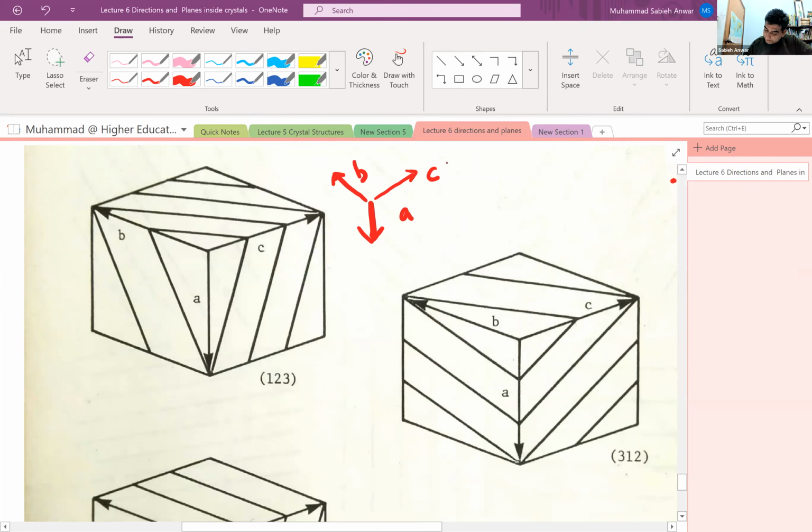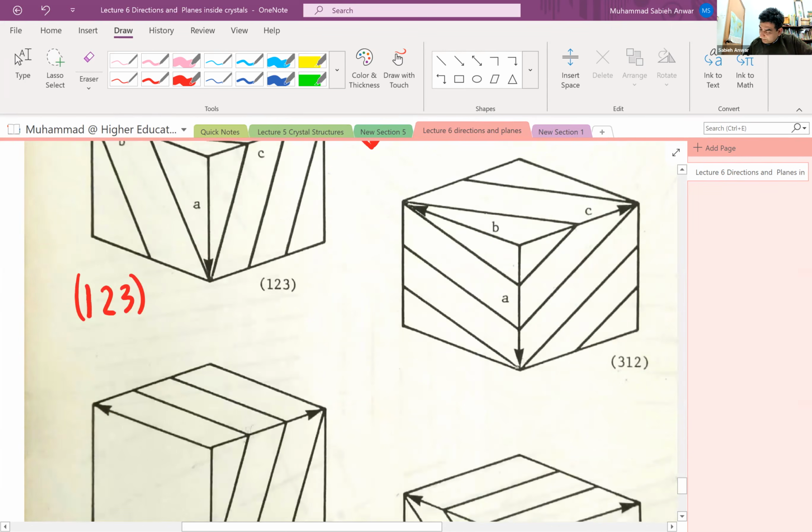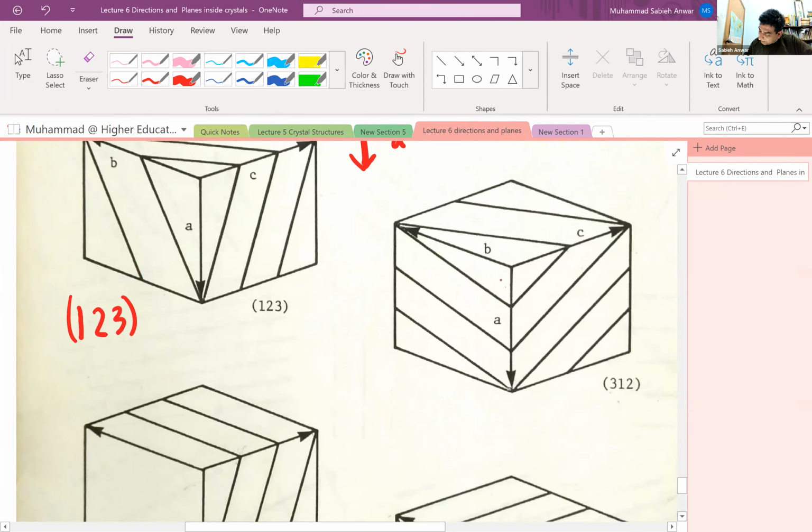Okay. So now if I move along A, I get one crossing, so I get a 1. I move along B, I get two crossings, I get a 2. And I move along C, I get three crossings. So these planes that have been drawn, they're these wedge-shaped planes, they are indexed as 1, 2, 3. Likewise, this is 3 along A, 1 along B, and 2 along C. So these are the 3, 1, 2 planes.